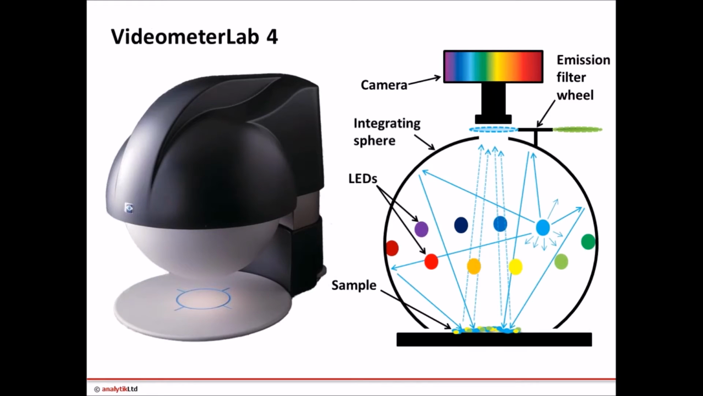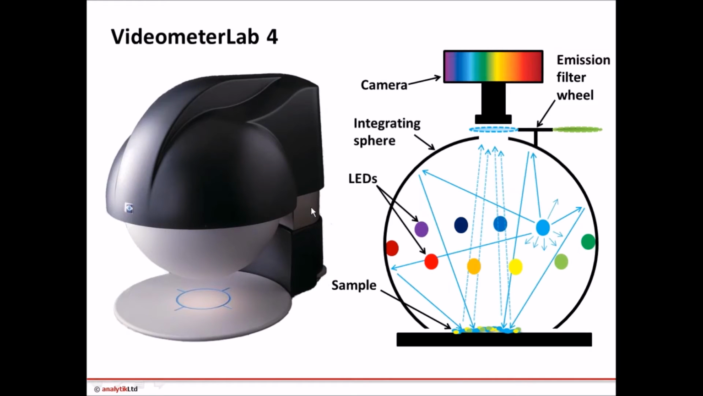Here's a brief schematic of the VideometerLab 4. What we've got here is an integrating sphere. All that is a hollow sphere about a foot across, a foot and a half. It's painted white on the inside, and it's got LEDs all around the inside circumference. So there's 19 LEDs all around the inside.